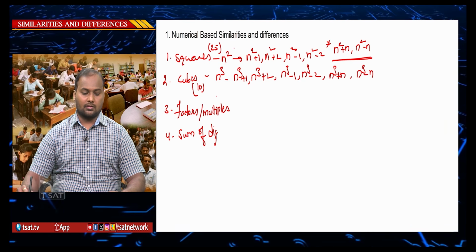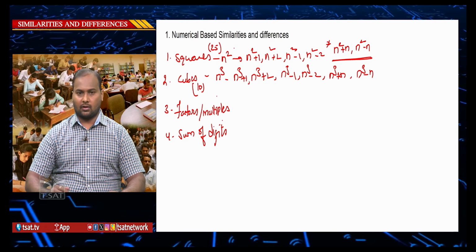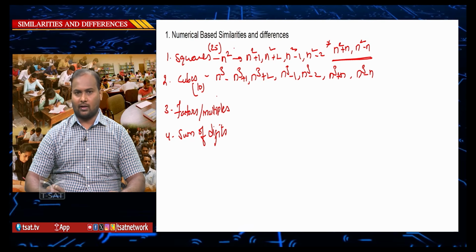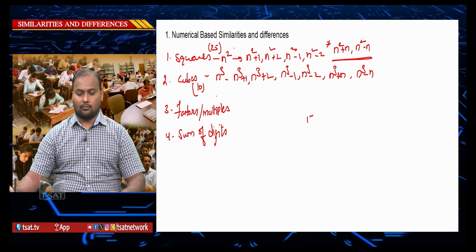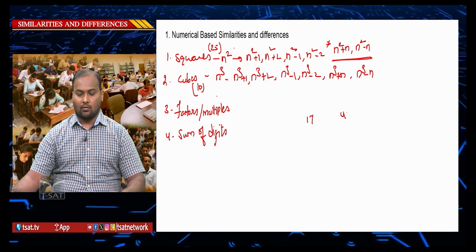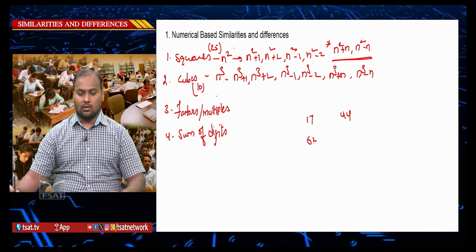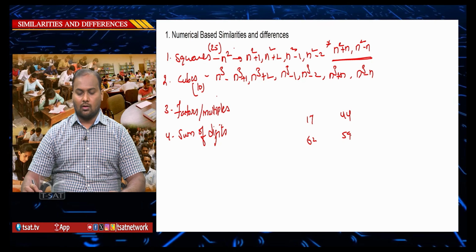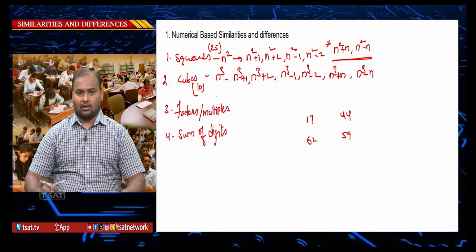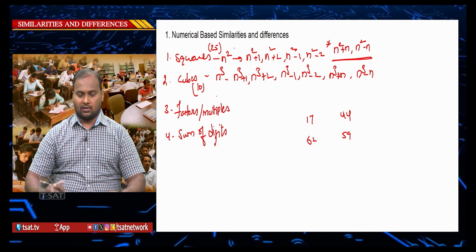Sum of digits. This becomes a very important topic. For example, how can we expect a question? For example, the question we can expect is like 17, 44, 62 and 59. Okay.